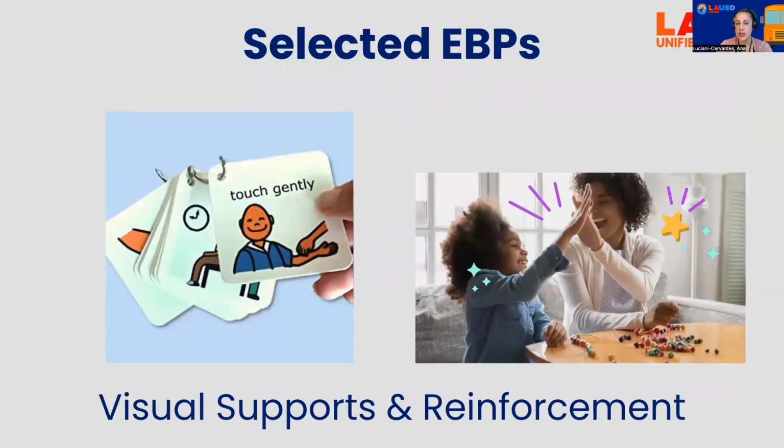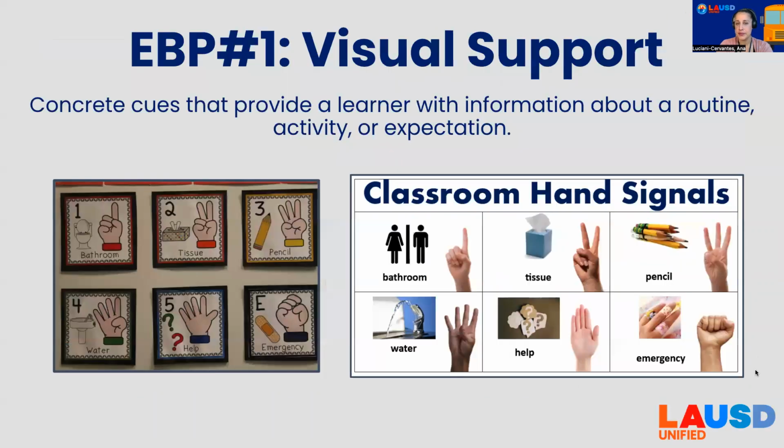Okay, as we mentioned, we're going to jump in now onto visual supports and reinforcement. Let's talk briefly about what visual supports are. They are concrete cues that are paired with or used in place of a verbal cue to provide a learner with information about a routine, activity, expectation, or skill demonstration.